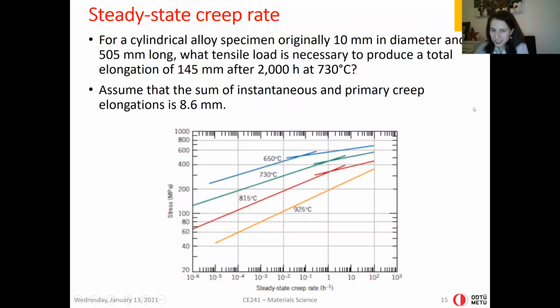Let's solve another question. For a cylindrical alloy specimen, originally with a 10 millimeter diameter and 505 millimeter long, what tensile load is necessary to produce a total elongation of 145 millimeter after 2000 hours at 730 Celsius? Please assume the instantaneous and primary creep elongation as 8.6 millimeter. Please pause your video before continuing. Here, 730 is the green curve.